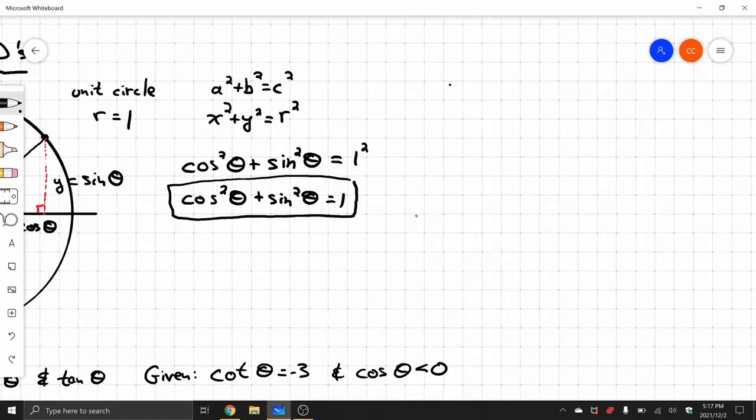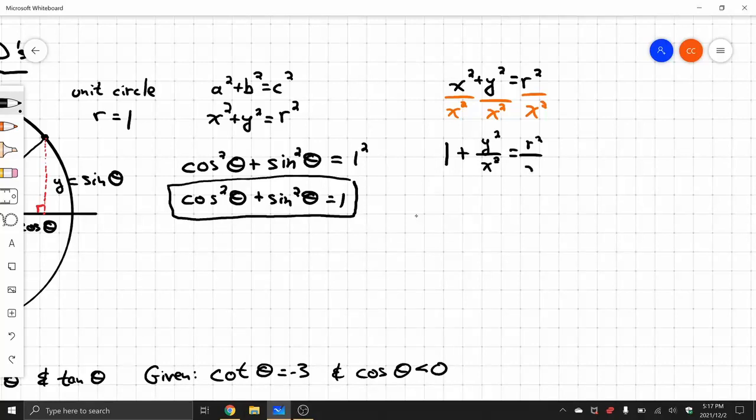So if I have my x squared plus y squared is equal to r squared like we had earlier, and I were to divide each term by x squared, what would happen here? Well, x squared over x squared, that's just 1, plus y squared over x squared equals r squared over x squared.